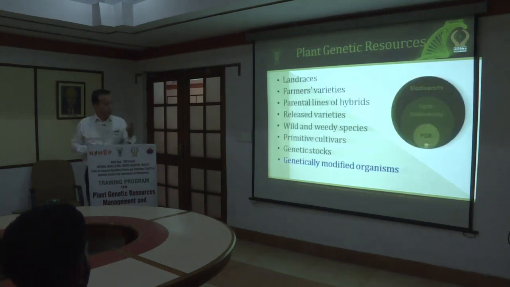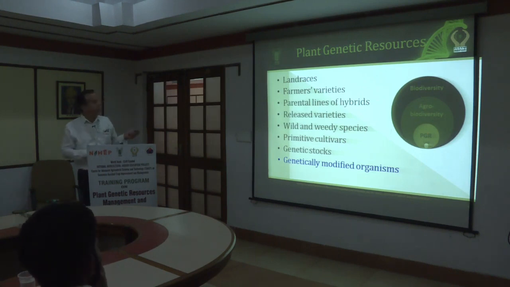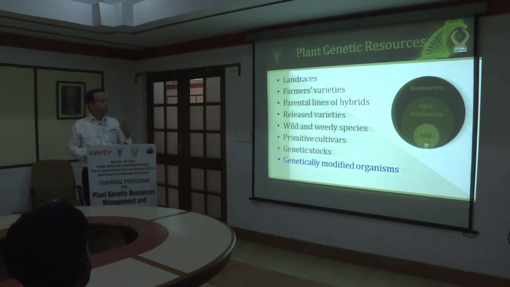So these plant genetic resources, as you know, encompass everything, and crop varieties are a very small part of that whole chain. This is the biodiversity, whole gamut of biodiversity. From that biodiversity, this agrobiodiversity is a small component. PGR is further down a component of that whole agrobiodiversity, and crop varieties are just one part of the PGR. So these plant genetic resources consist of everything: land races, farmers' varieties, parental lines of hybrids, released varieties, wild and weedy species, primitive cultivars, genetic stocks, and I have added even of late these genetically modified organisms or living modified organisms.